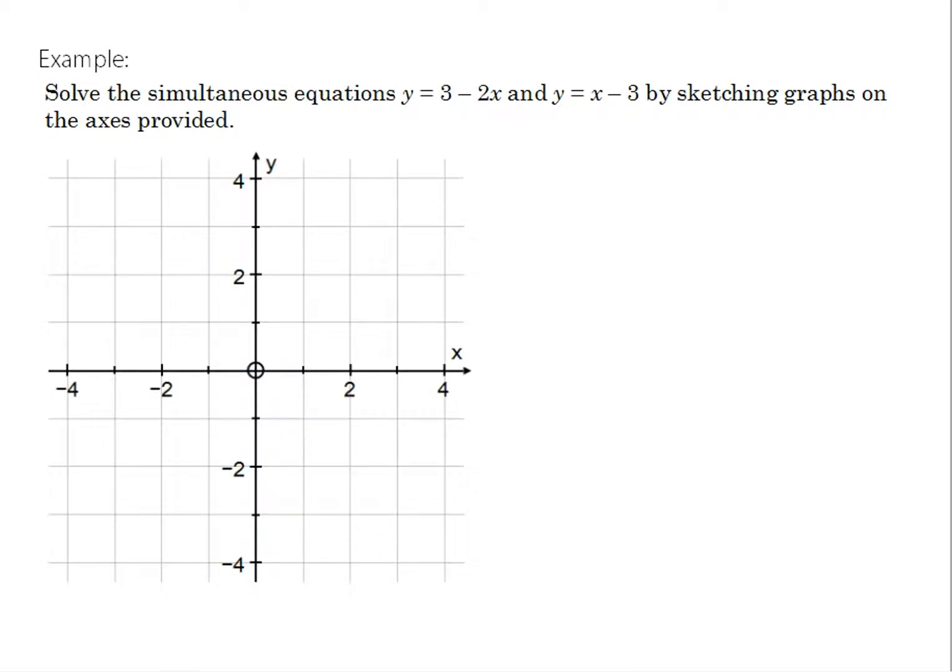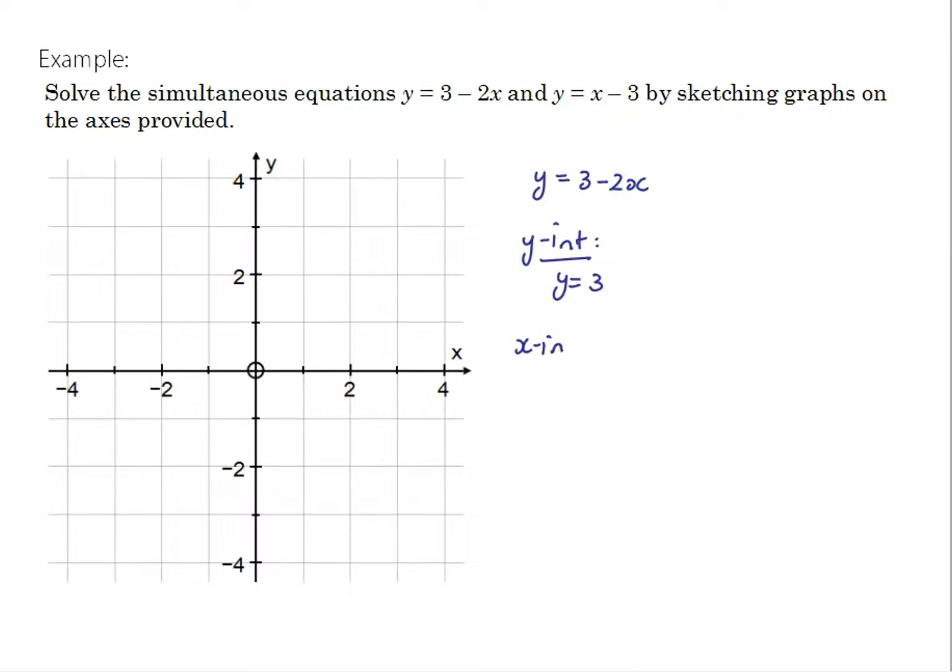Just to get the point as to what's going on, let's have a look at solving a pair of simultaneous equations graphically. We want to do this by first sketching each of the lines, and then we should be able to state the solution to the simultaneous equations. The first line is y equals 3 minus 2x. It clearly has a negative gradient, so it's going to slope down. Its y-intercept, when we let x equal 0, is clearly going to be y equals 3.